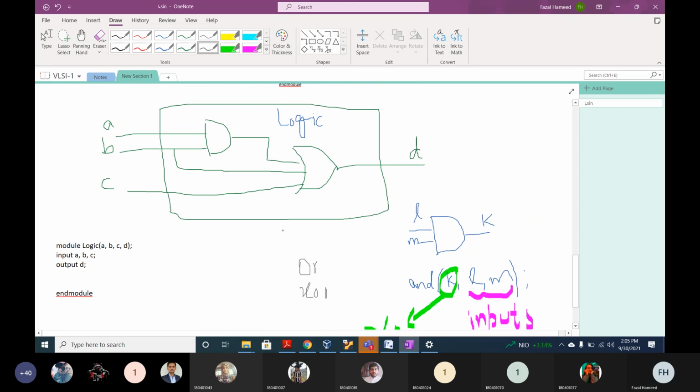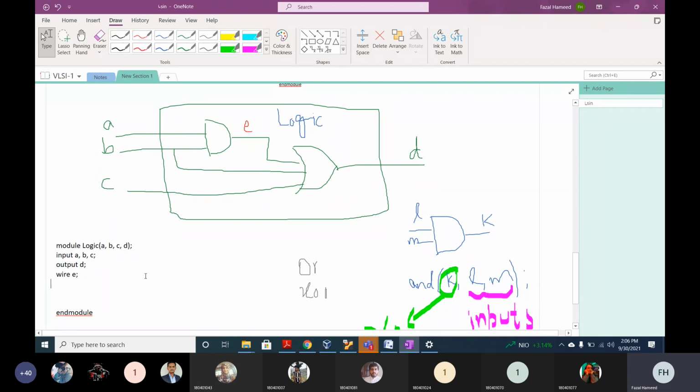Now there are also some internal signals. Can you see the internal signal? Yes, sir. There's one internal signal. What is that internal signal? From the AND gate to the OR gate: the output of the AND gate and the input to the OR gate. So can we call this internal signal E? Yes. Wire E. Very good.